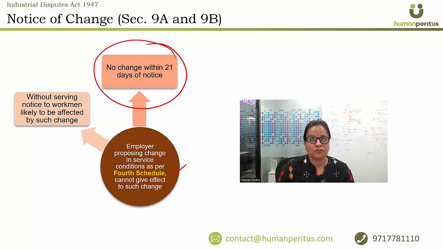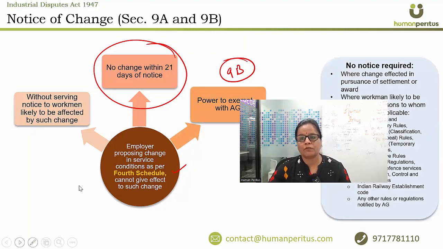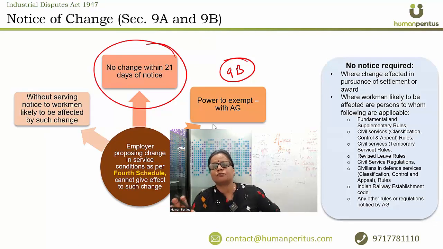Okay. And the nature of change has to be specified in the notice to the workmen who are likely to be affected by such change. And in the prescribed manner, the notice has to be served by the employer to the workmen. Okay. Coming to section 9B, I'll discuss it, but before that, one more thing is mentioned under section 9A: the notice rule is not applicable in certain conditions. So what are those conditions where the notice rule is not applicable?